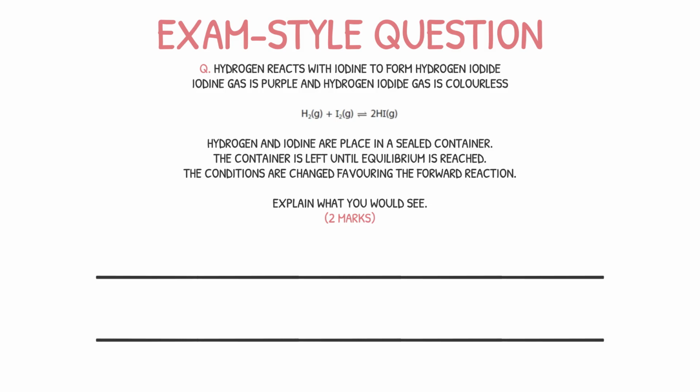Now, with any explain question, you'll need to make a point and then follow that point up with an explanation. This also explains why the answer to the question is worth 2 marks. The first mark for this question is awarded for stating that the gases in the container will become less purple or fade. And your second mark is awarded for explaining that this is because there will be less iodine in the container. So, how did you do on this question?